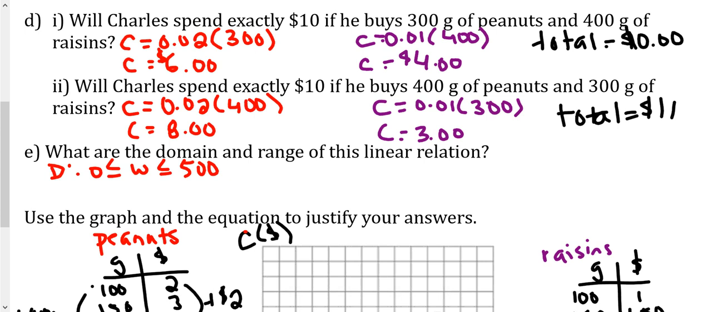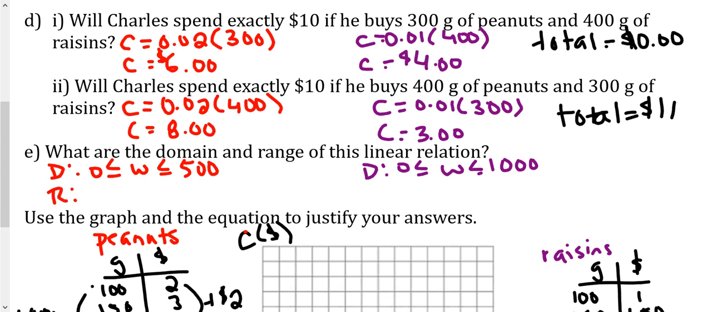On the other hand, the domain of raisins, again, I can choose to buy no raisins at all. And I can max out buying 1,000 grams, or a kilogram of raisins, because they're only 1 cent per gram. Well, does this mean I can buy both? No, I cannot necessarily buy 500 grams of peanuts and 1,000 grams of raisins. That's just the maximum value that each of them have possible, separate from one another.